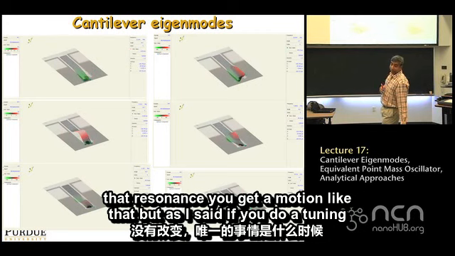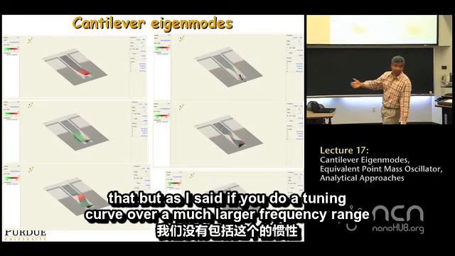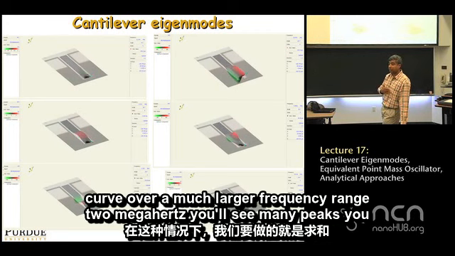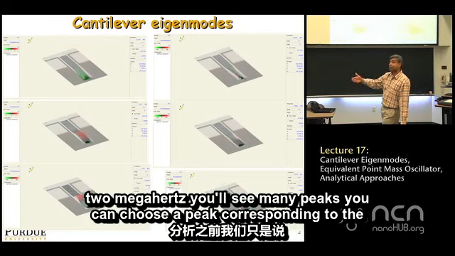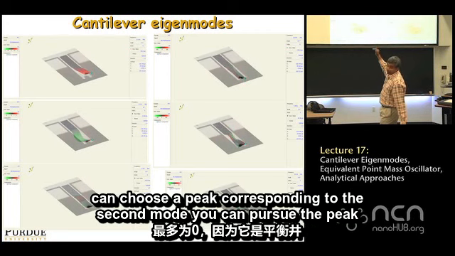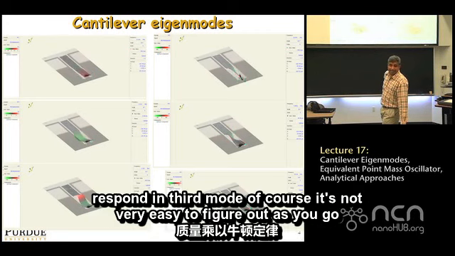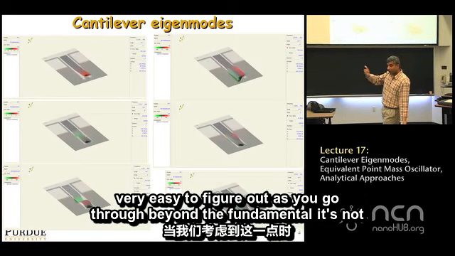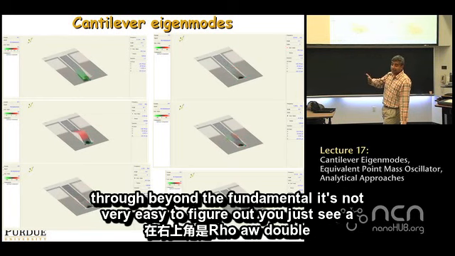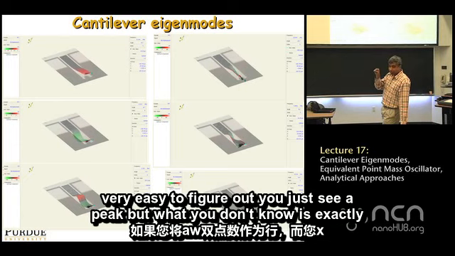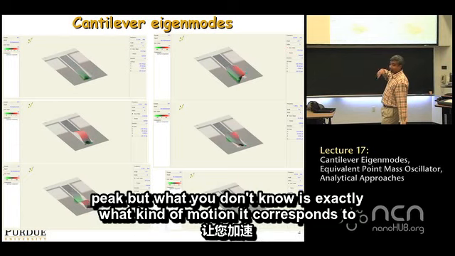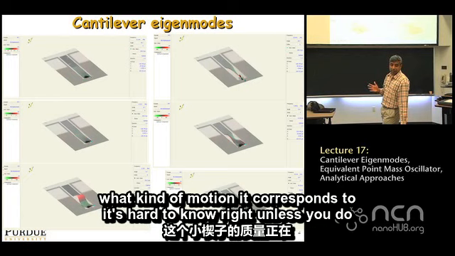But as I said, if you do a tuning curve over a much larger frequency range, 2 megahertz, you'll see many peaks. And you can choose a peak corresponding to the second mode. You can choose a peak corresponding to the third mode. Of course, it's not very easy to figure out as you go beyond the fundamental. You just see a peak, but what you don't know is exactly what kind of motion it corresponds to. It's hard to know, right?